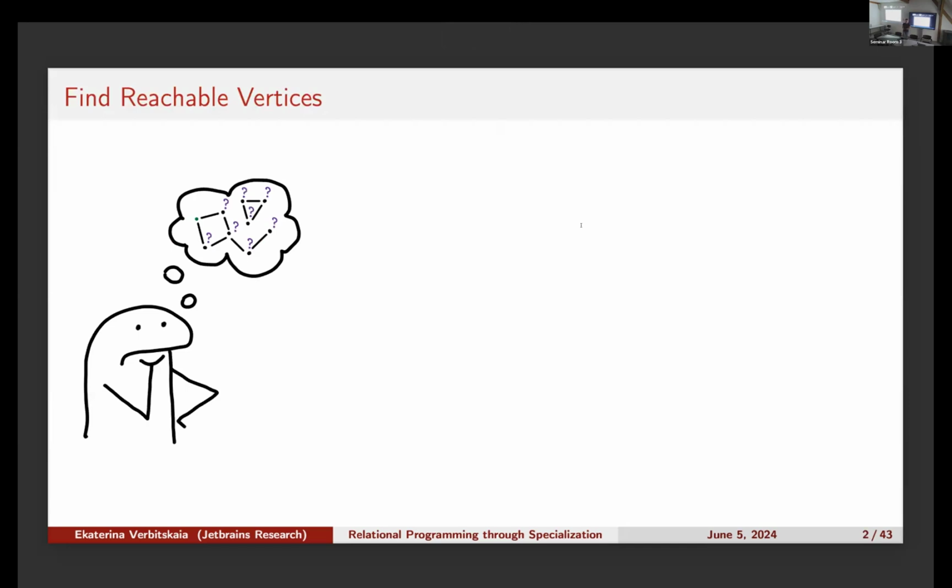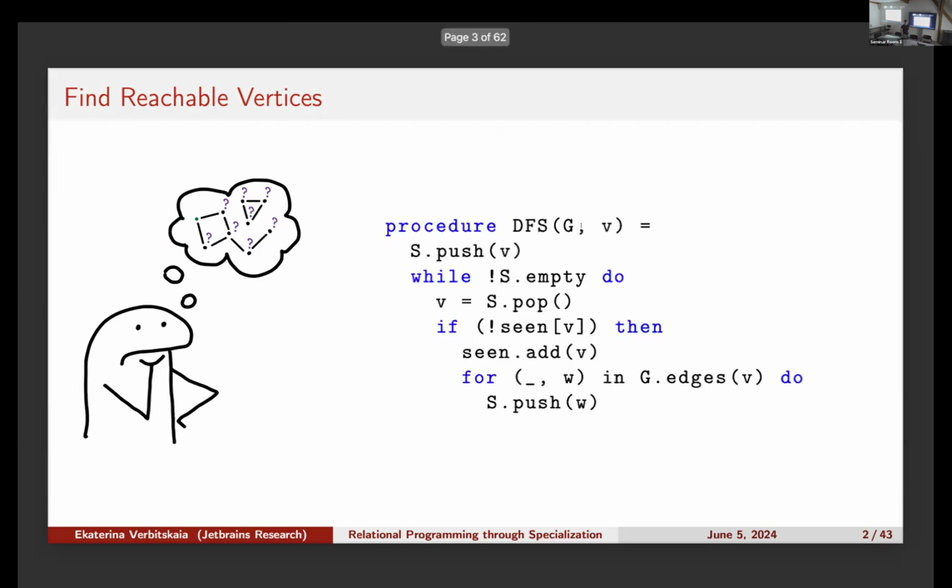So usually we write programs not just for fun, but to solve some problem. So usually we have some problem in mind. For example, we want to find all vertices in a graph which we can reach by paths from some specific one. And of course, we know the algorithm for that, we just run a DFS or BFS or whatever we want. We write some code which does that.